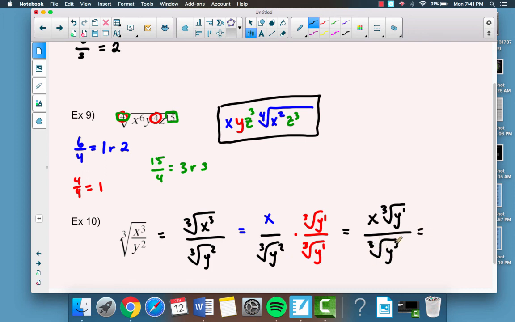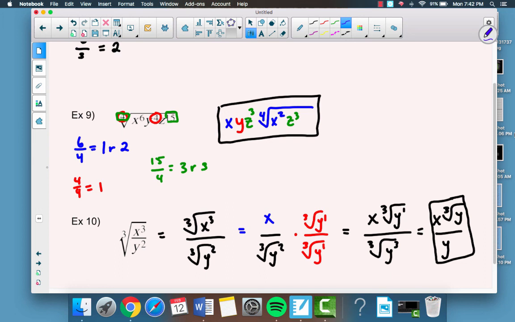So what's 3 divided by 3? Well, that's 1. So I'm going to be just left with a y on the bottom, and I can't simplify anything here because 3 doesn't go into 1, so I'm going to be left with x times the cube root of y to the first. So right here, even though it doesn't look very pretty, that is my simplified answer, getting rid of the radical in the denominator. All right, so remember when you're doing these problems with the variables, you want to take the exponent divided by the root and simplify as much as you can.